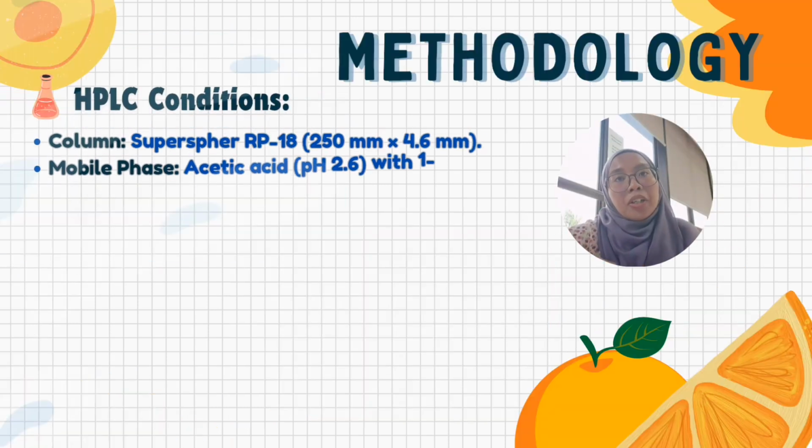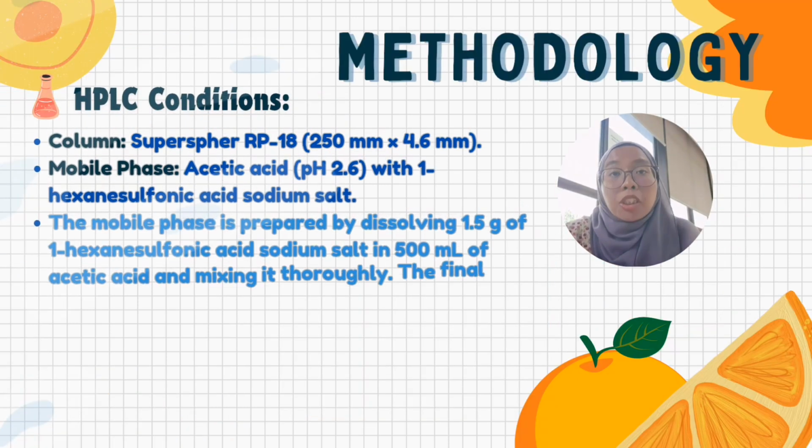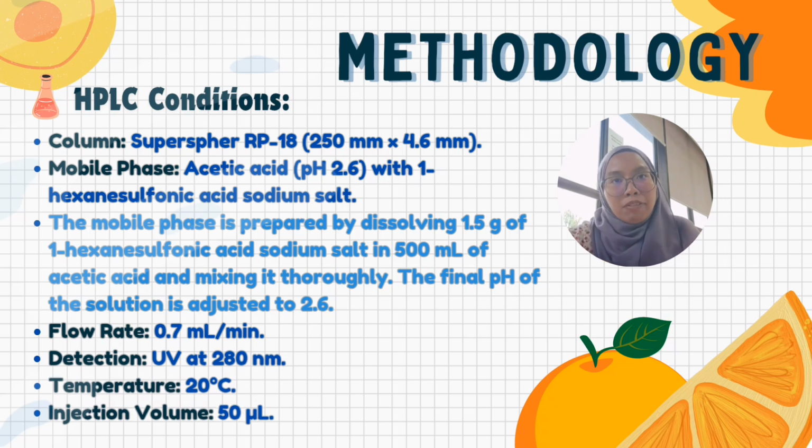So these are the simplified HPLC conditions. As you can see, the mobile phase is prepared by dissolving 1.5 gram of 1-hexanesulfonic acid sodium salt in 500 ml of acetic acid and mixing it thoroughly. And the final pH of the solution is adjusted to 2.6.